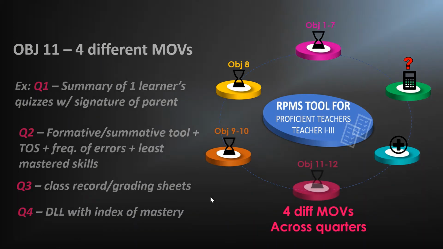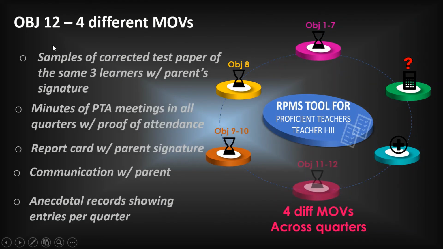Okay, so for objective 12, again, present 4 different MOVs. So these are the acceptable MOVs. Samples of corrected test papers of the same 3 learners with parent signature. So pili po tayo ng learners, yung test paper po nila. So dapat po with parents' signature. So, corrected na po yan.